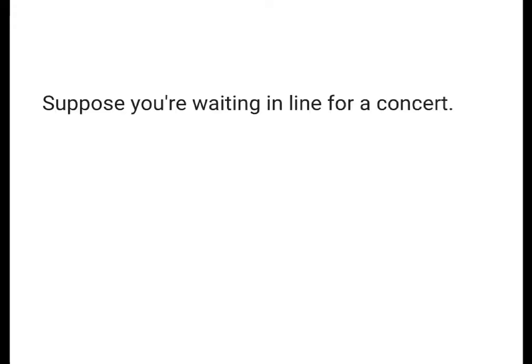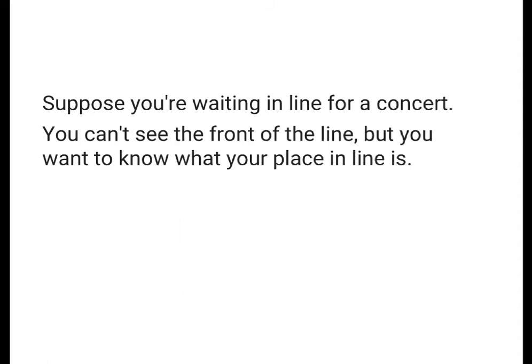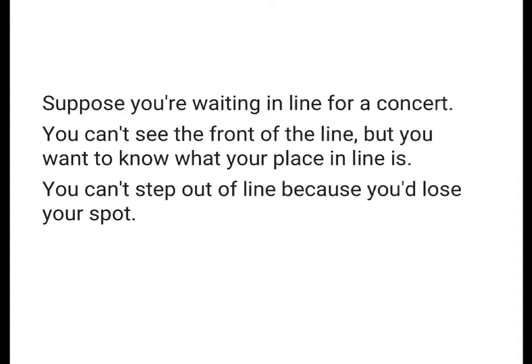All right, so I just wanted to start you off with an intuitive question to answer, I suppose. Here it is. Suppose you're waiting in line for a concert. It's a really good concert, so you've got to go. You can't see the front of the line, but you want to know what your place in line is. And you know if you step out of line, you'll lose your spot, so definitely don't want to do that. What should you do? You can think of this as a human problem that you have. If I really am literally waiting in line, what should I do?